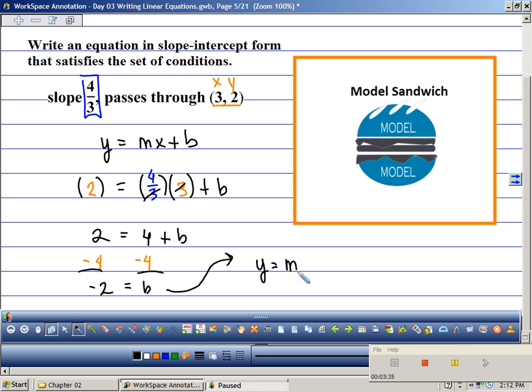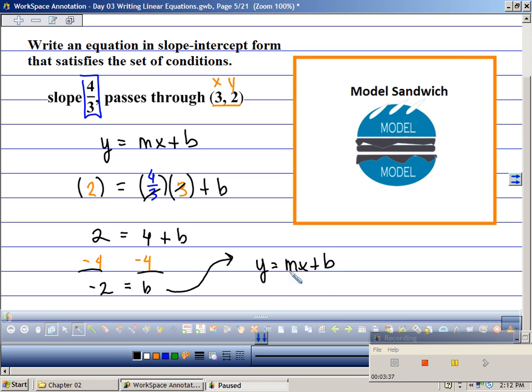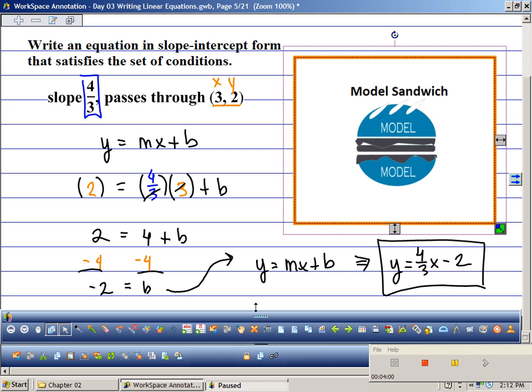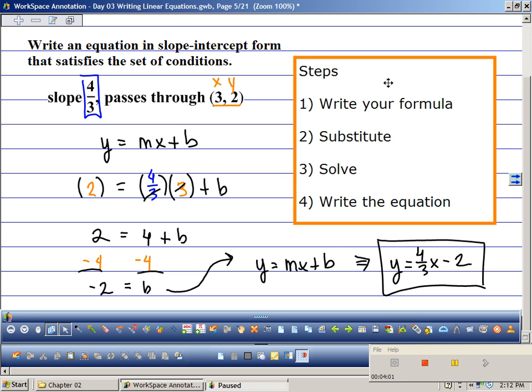y equals mx plus b. Well, I know my slope. Just put arrows here. My slope is 4/3, and b is negative 2. So I'm going to rewrite it. y equals 4/3 x minus 2. There's my equation. Steps: write your formula, substitute, solve, write the equation. Questions? No questions so far?